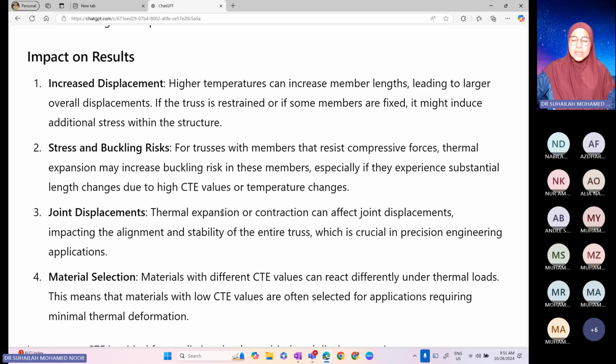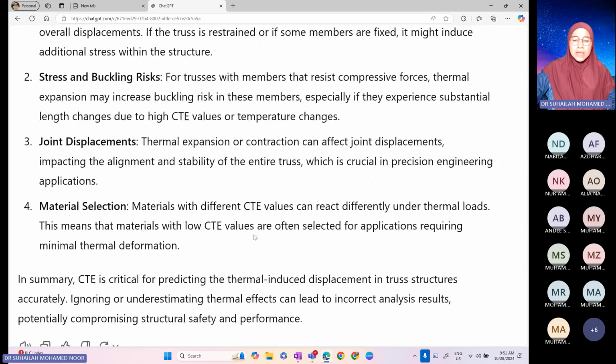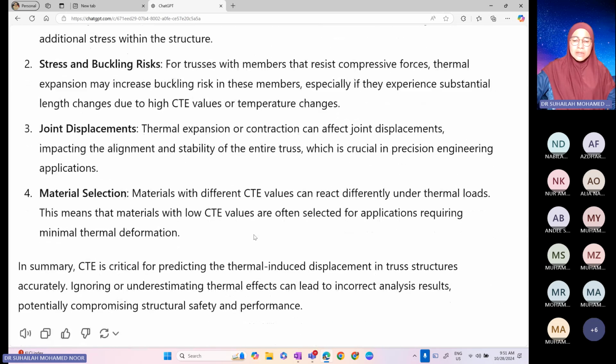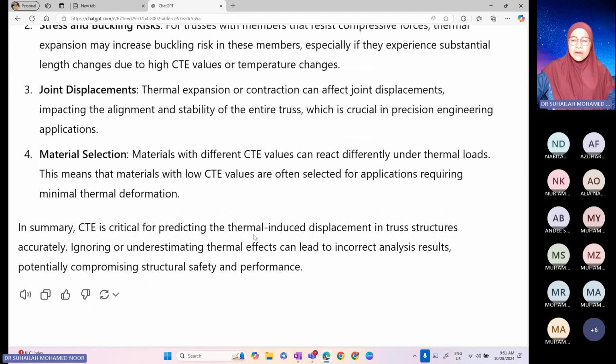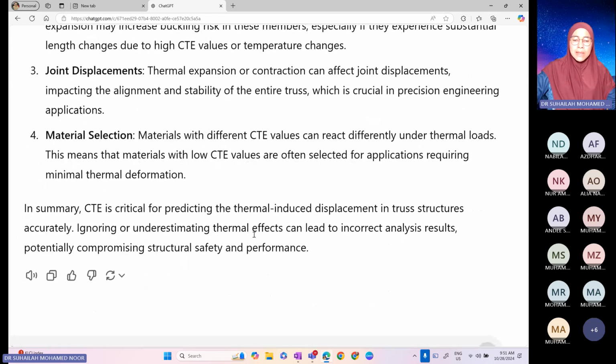Okay, pada joint displacement juga dia akan bagi effect. Thermal expansion or contraction can affect joint displacement, impacting the alignment and stability of the entire truss, which is crucial in precision engineering application. Material selection. Material with different CTE values can react differently under thermal load. This means that material with low CTE values are often selected for application requiring minimal thermal deformation.